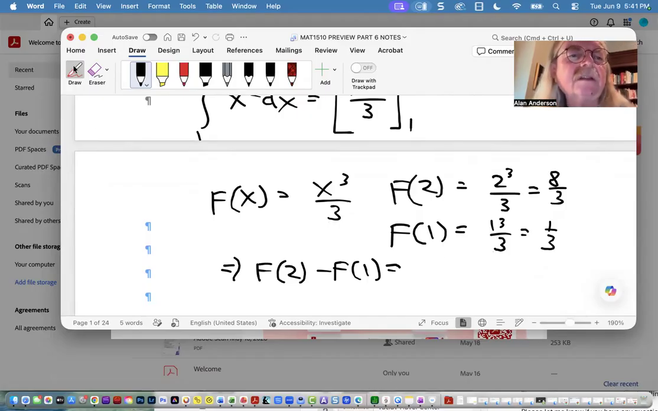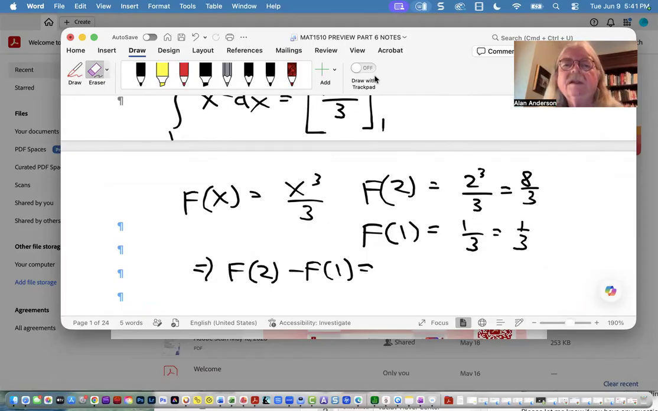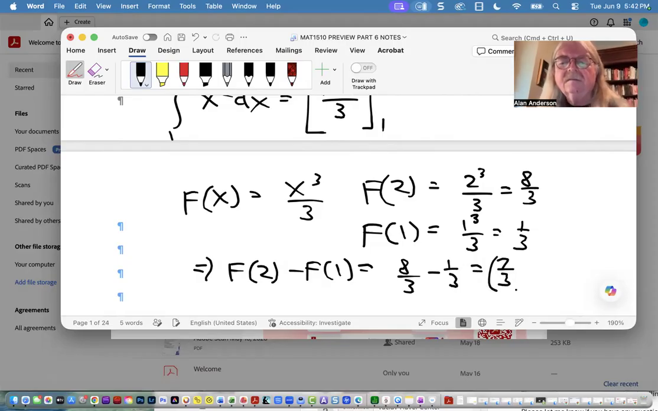Oh, sorry. I just realized for a second there, I thought there was a 13 there. Let me fix this. No, that is not a 13. That's better. Okay, so then we just end up with 8/3 minus 1/3, which is 7/3. Okay, so that's what the fundamental theorem of calculus tells us.